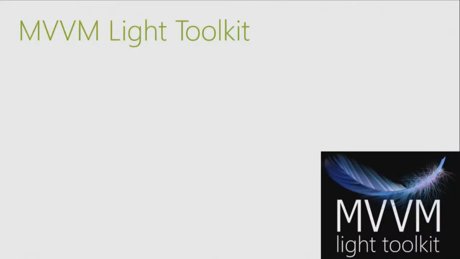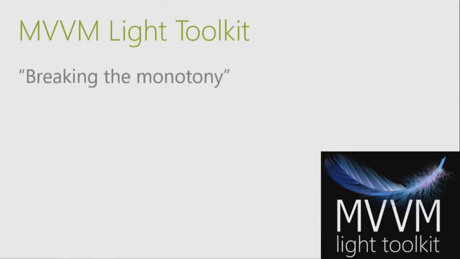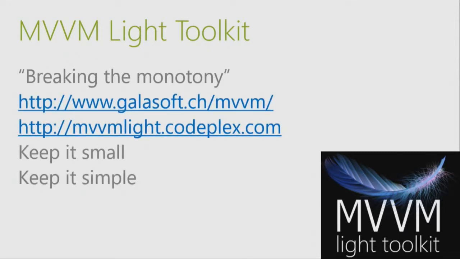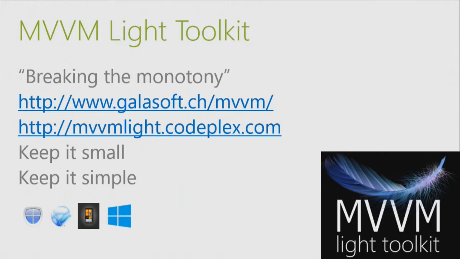Quickly about the MVVM Lite Toolkit, Jaime is nice enough to allow me to quickly talk about that. It's an open source toolkit that I'm maintaining. The idea is really to avoid having to rewrite the same code over and over again, so breaking the monotony. To keep it simple and small, it's not intrusive. You can easily select which object you want to use, which object you want to discard, and it runs on all supported XAML frameworks, so WPF, Silverlight, Windows Phone, and also Windows RT.